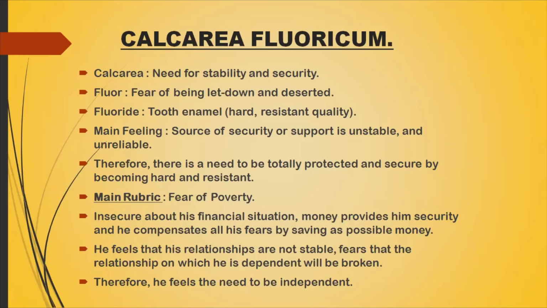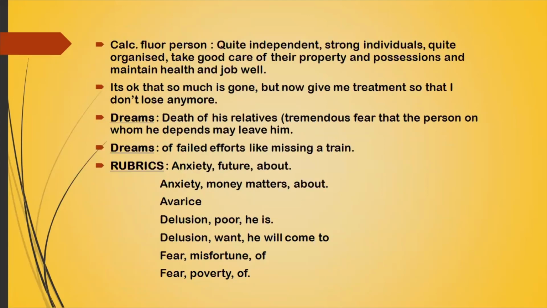They feel that his relationships are not stable and fear that the relationship on which he is dependent will be broken. So he wants to be independent. So the Calcarea fluorica person will be quite independent, strong, organized, and take good care of their property. The dreams will be dreams of death of relatives on whom they depend, dreams of failed efforts like missing a train. The rubrics will be delusion poor, fear poor, anxiety future about, anxiety money matters about.